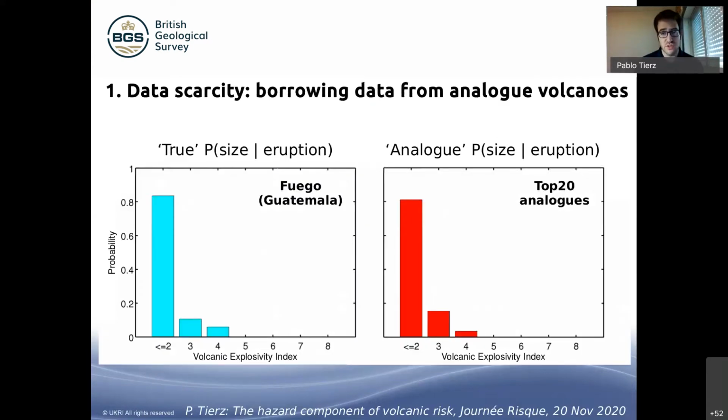And what we can do then is to compute distribution of eruption sizes. This volcanic explosivity index is a metric very, very widely used in volcanology. So we can take our top 20 analogs, sample their distributions of eruption sizes, combine the sample into a unique distribution, and use that distribution for our data-poor volcano. In this case, Fuego is not data poor, so we have also information for it, but it's basically a way of checking whether the distribution that we obtain from the analogs is similar to the distribution on the left-hand side, which is basically the distribution that you obtain using the data for Fuego in the global databases.